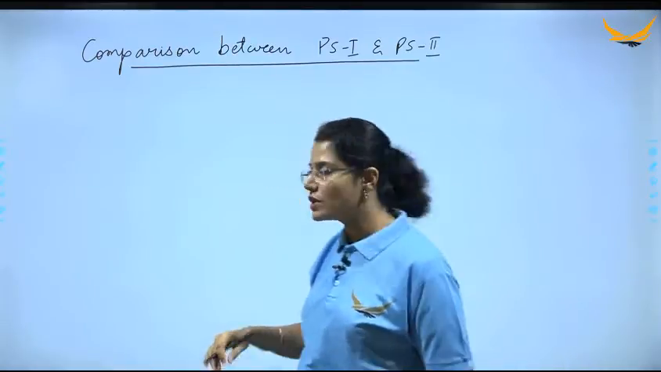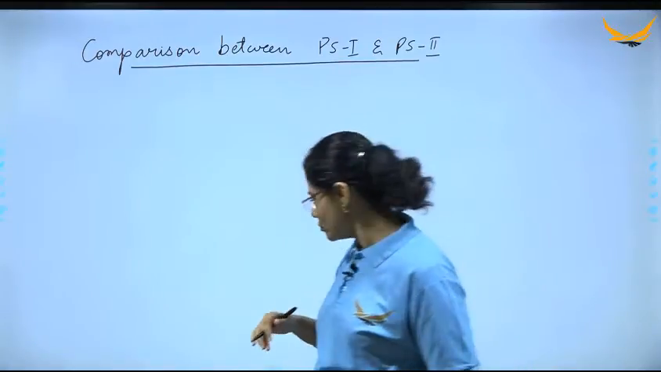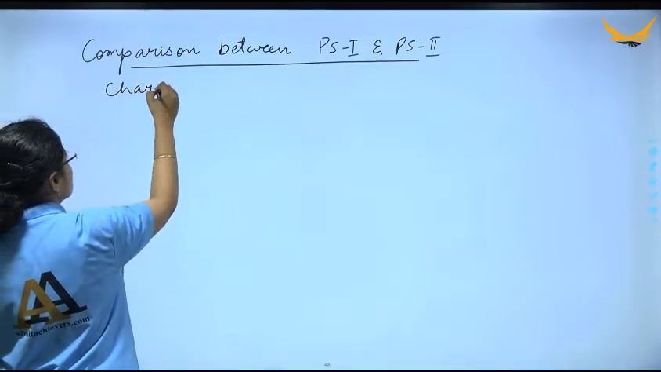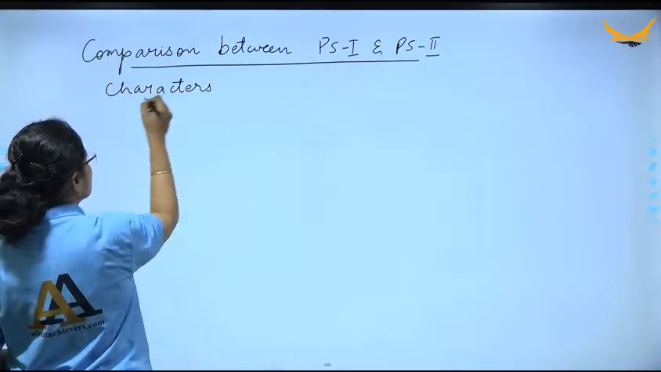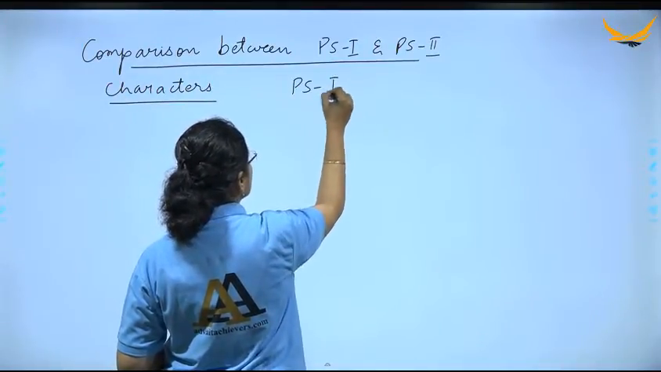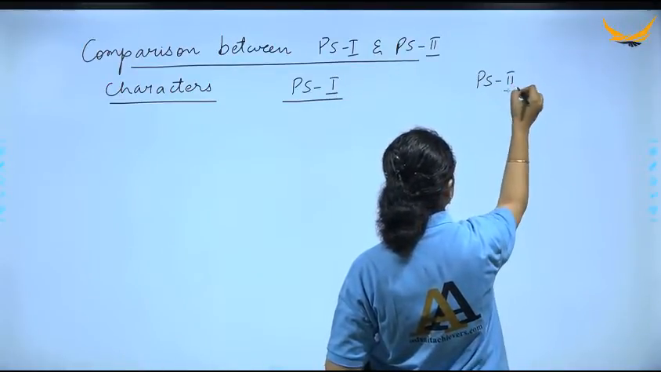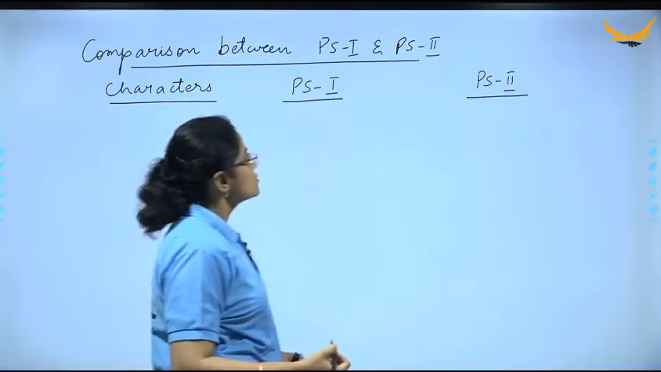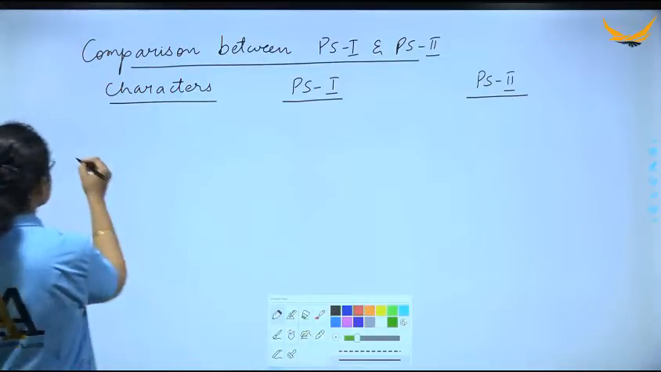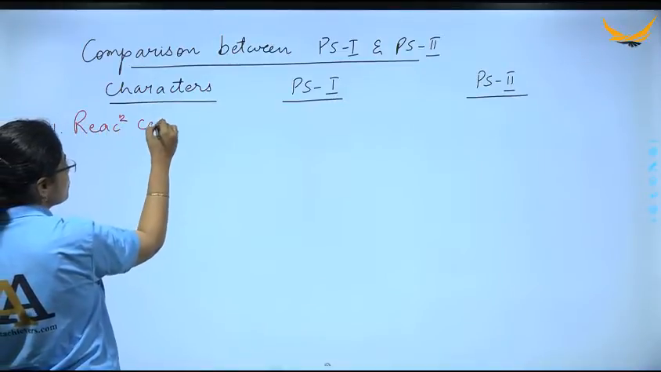So what we shall do is we will take up a few characters, a few parameters on which we are going to compare both the photosystems. So let us keep the characters over here. Right, and we will compare both of them. Here is PS1 and we shall put PS2 over here. Alright? So let us take up the first character. Let us talk about the reaction center in both the photosystems.